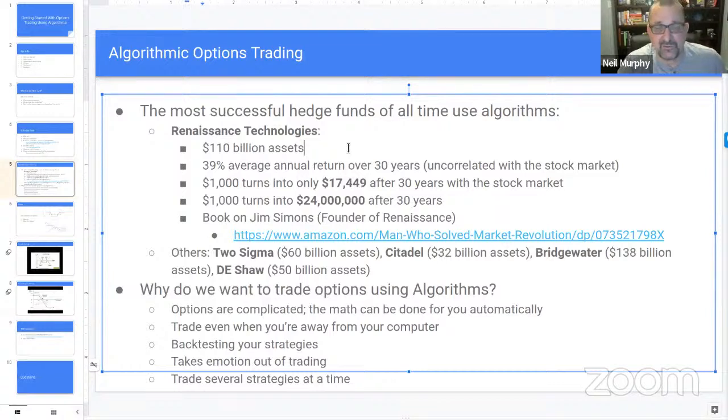And it shows you, I'm not saying everyone's going to be able to do that. These guys are the best, right? They're sort of the Michael Jordans of all of this stuff, but it shows you that by using systematic trading and quantitative trading, you can do quite well.